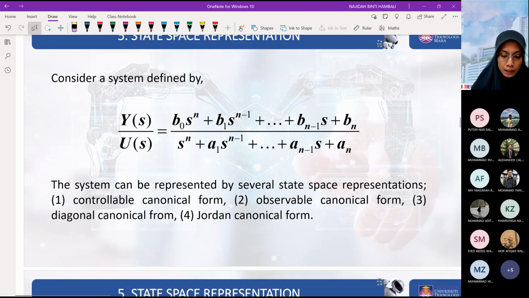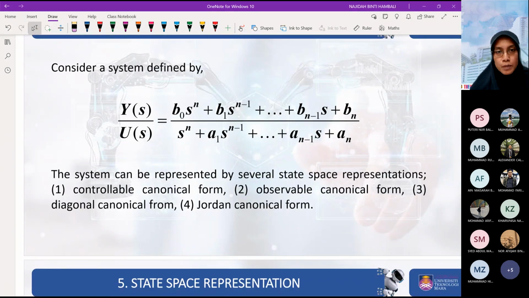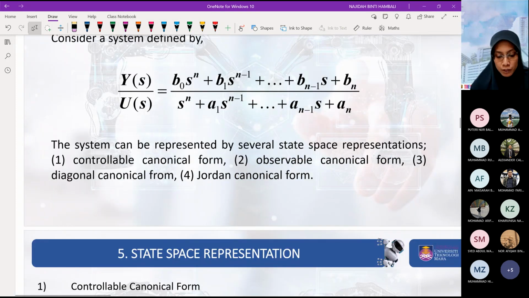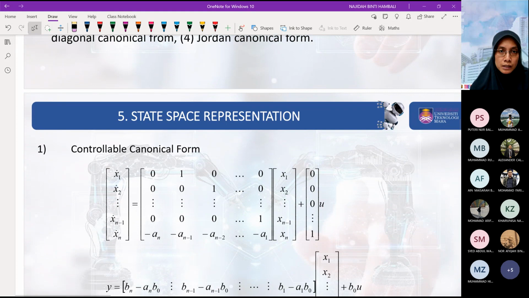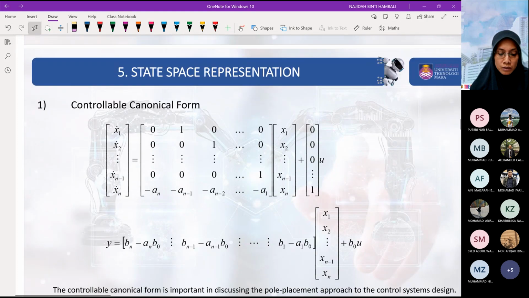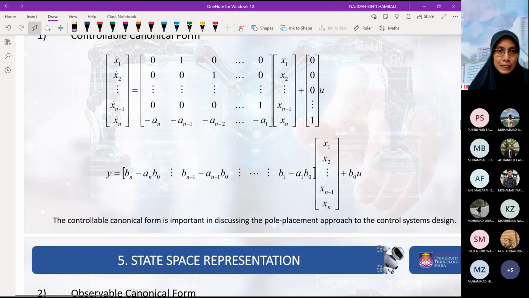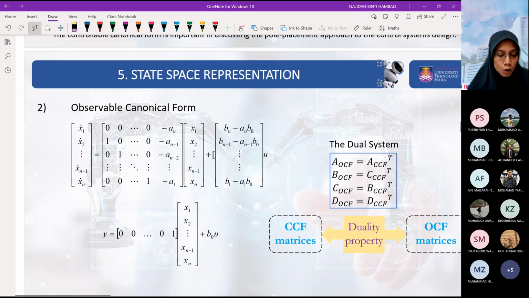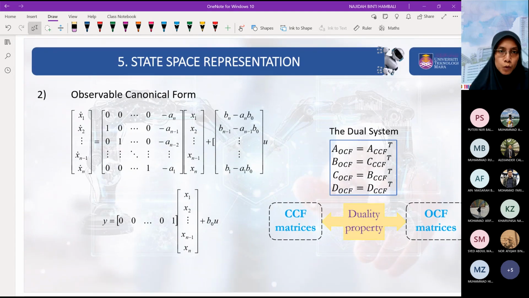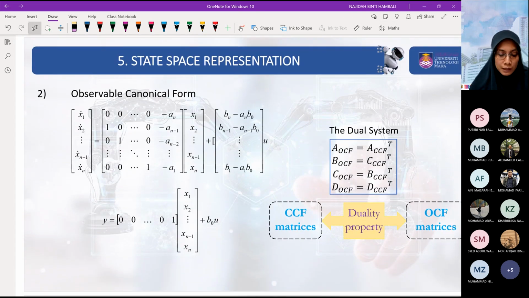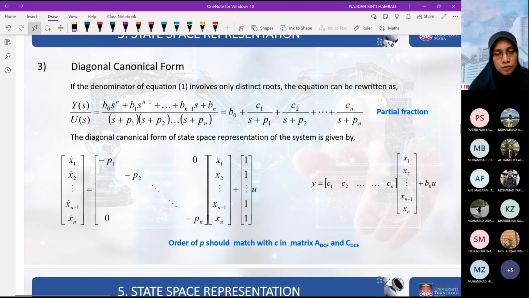Untuk next week, kita akan cover another representation for the state space equation. Before this, for example 7, we have a phase variable form punya structure. So there are three forms for state space equation. The first one is CCF, controllable canonical form. Second one is observable canonical form, OCF. The third one is diagonal canonical form, DCF.